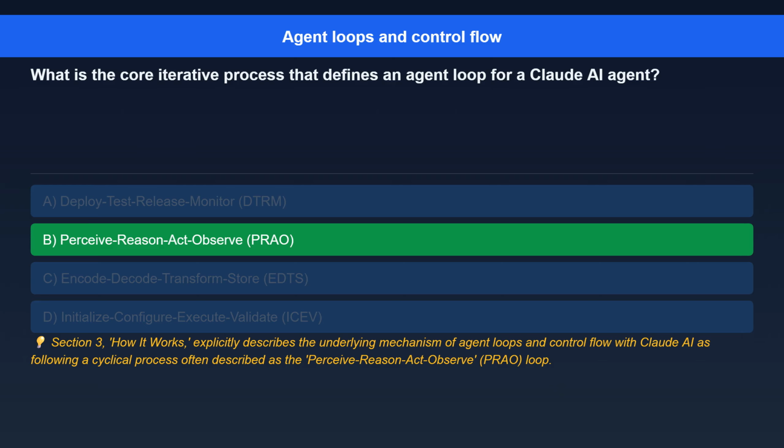The correct answer is perceive, reason, act, observe. Here's the explanation. Section 3, How It Works, explicitly describes the underlying mechanism of agent loops and control flow with Claude AI as following a cyclical process often described as the Perceive, Reason, Act, Observe (PRAO) loop.